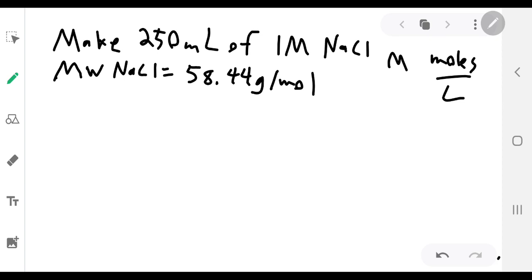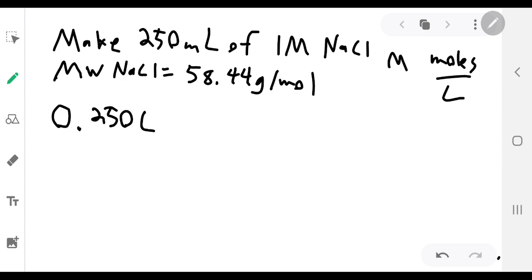So the way to approach this is we know the volume that we want. Since molar concentration is moles per liter, you can also convert that to millimoles per milliliter if you want to work in milliliter volumes instead. Let's stick with liters for now. We said milliliters here, so we need to first convert that into liters. Hopefully you already know how to do that, but that would be 0.250 liters.